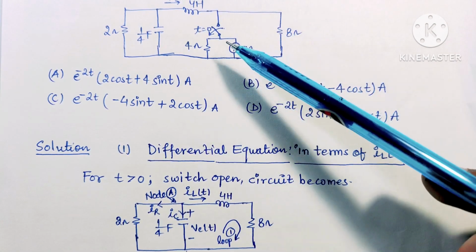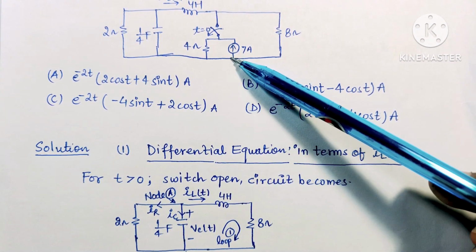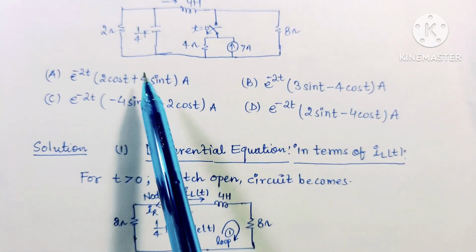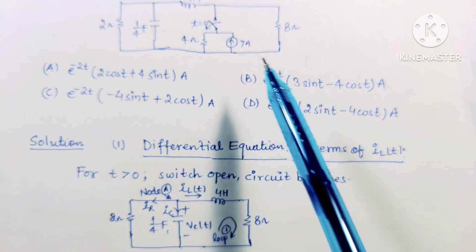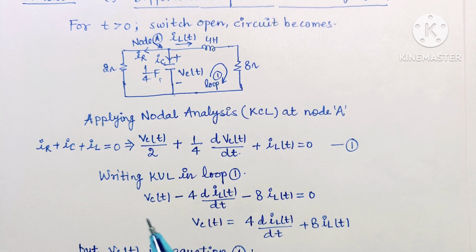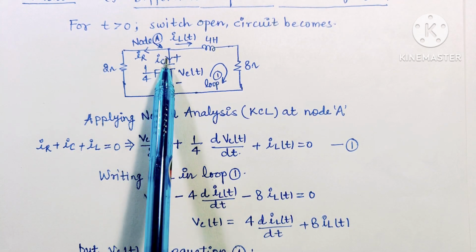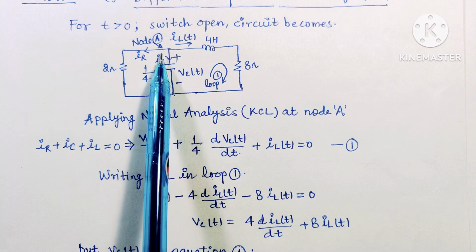Here we can see if we open this switch, then this 4 ohm resistor and 7 ampere current source will be removed from the circuit, and this 2 ohm, 1/4 farad, 4 henry and 8 ohm elements will be connected like this. For the calculation, we will apply nodal analysis at this node. Suppose this is node A, and we will apply nodal analysis at node A.